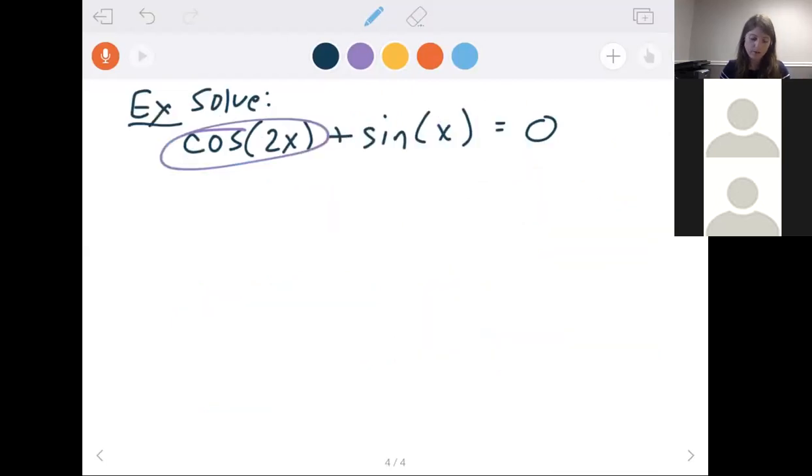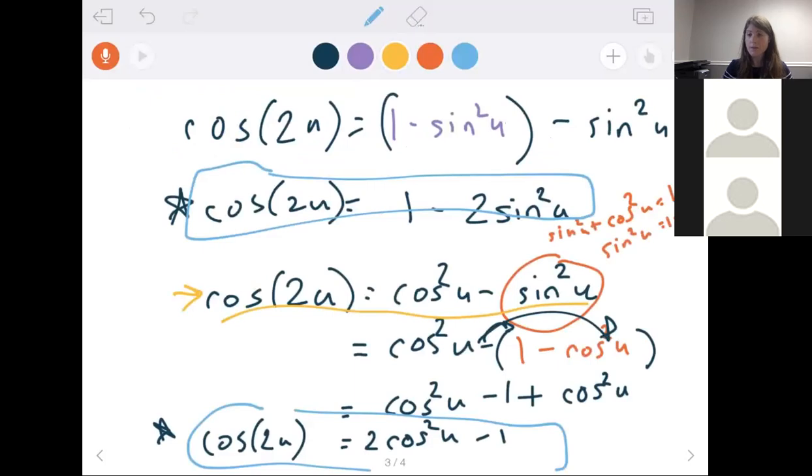In other words, if I convert that cosine of 2x to cosine squared minus sine squared, I'm still going to have that cosine squared, and I'm going to have to keep on working on it. But if I go ahead and choose to use this first one, 1 minus 2 sine squared u, that's going to convert entirely to sine, and it looks like it's going to give me a quadratic equation in sine of x. So let's do that.